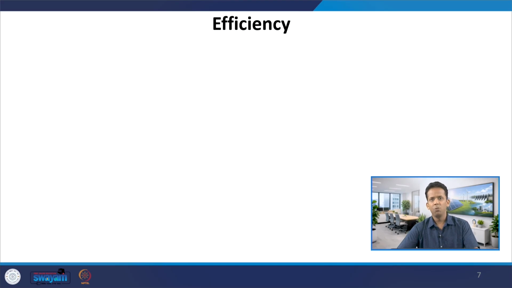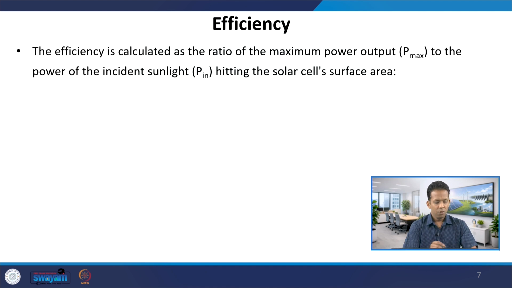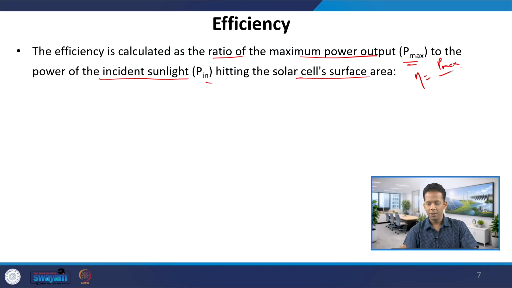So efficiency would be governed mostly by power output over power input. So input here is coming from the solar radiation and output is coming from the solar cell. Efficiency is calculated as the ratio of maximum power output, that is Pmax, to the power of incident sunlight hitting the solar cell surface area. So efficiency would be Pmax upon power of incident sunlight.